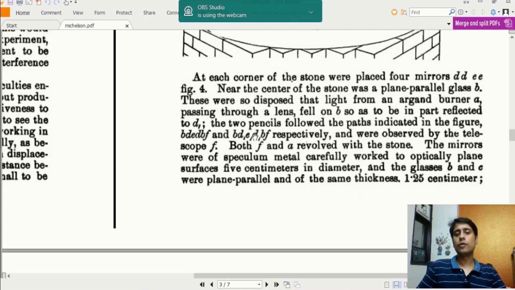So this telescope F and the source of light A are attached to the revolving stone on which everything is mounted. So when you rotate the apparatus, the telescope and the source of light A both revolve with it. The mirrors were of speculum metal. It's a kind of alloy containing 2/3 copper and 1/3 tin. It's a brittle alloy, probably white in color, polished to make a mirror. The mirrors were of speculum metal, carefully worked to optically plane surfaces 5 centimeters in diameter.